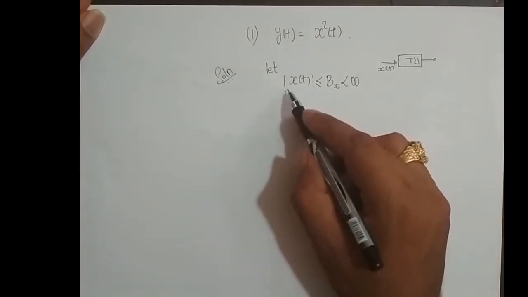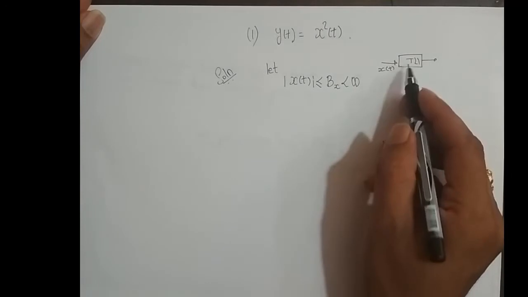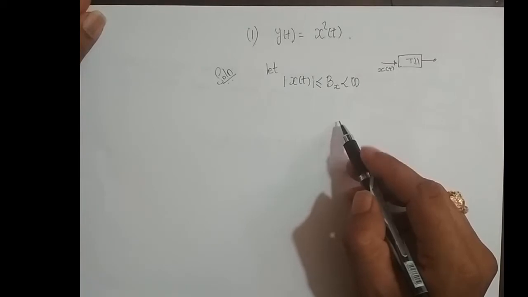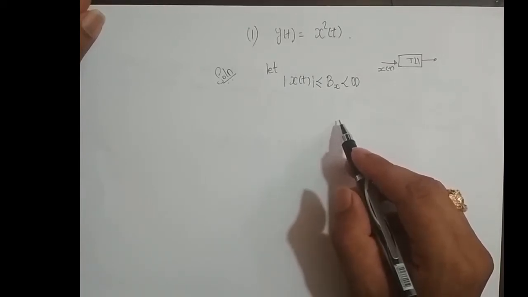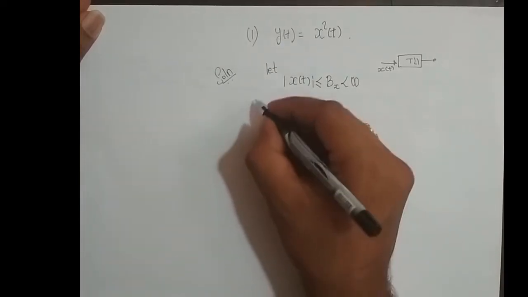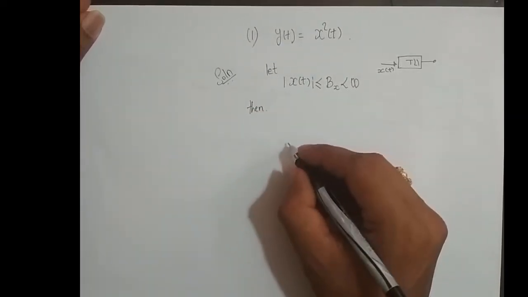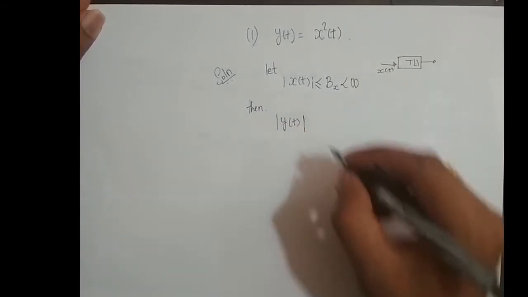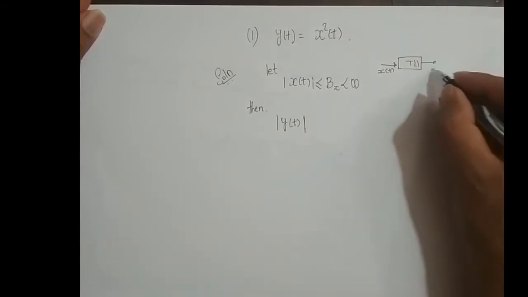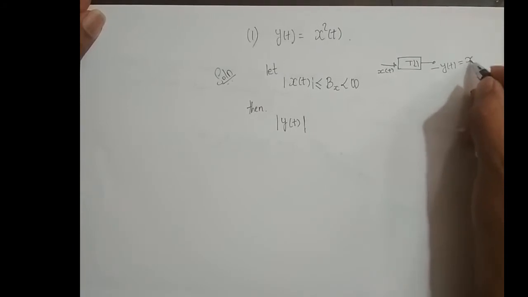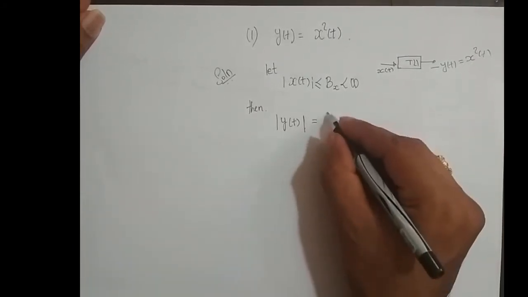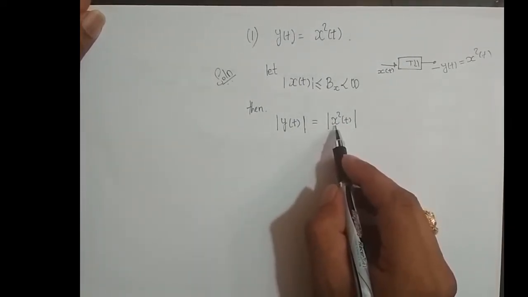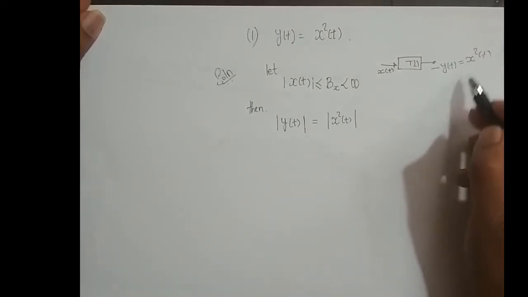Let us apply the bounded input signal to our system. And what is the system? It is squaring the amplitude of the signal. Then what is the output from the system? Magnitude of y of t should, what is the condition actually? This should also be bounded. Output from the system should also be bounded, right? And what is y of t? Y of t is x square of t, which is equal to magnitude of x square of t. Magnitude of y of t is nothing but magnitude of x square of t. Why? Because y of t is x square of t, right?